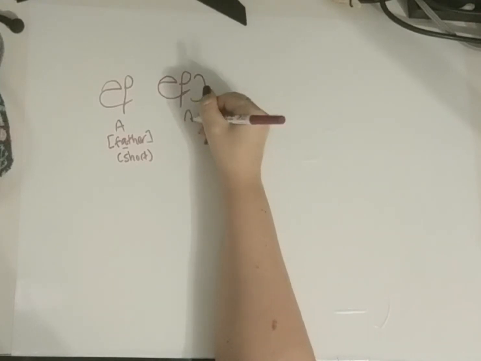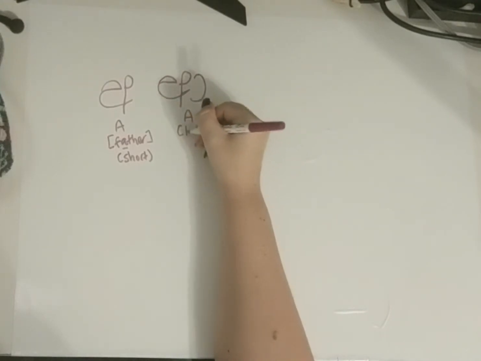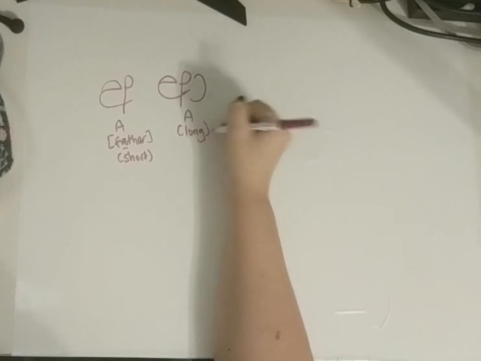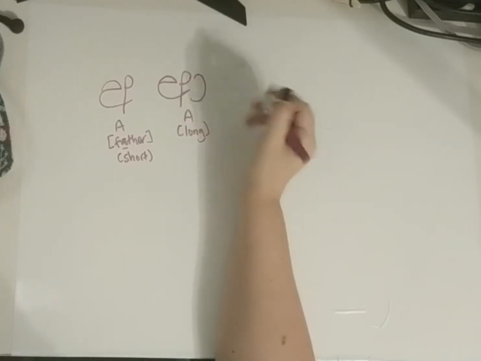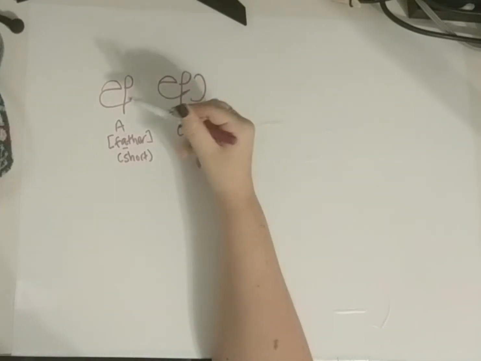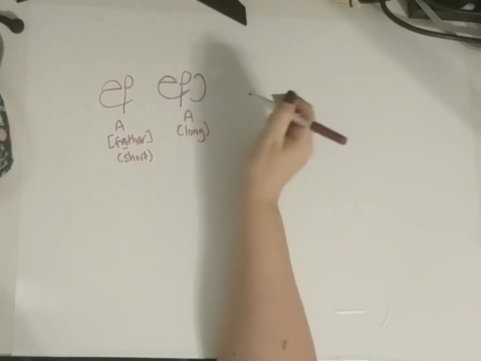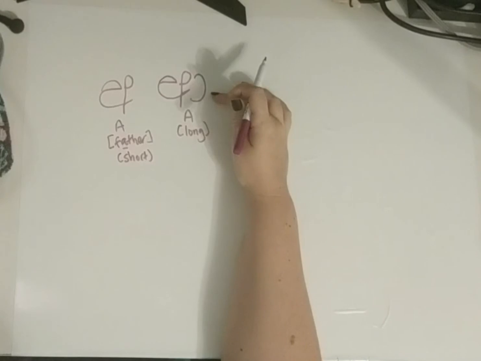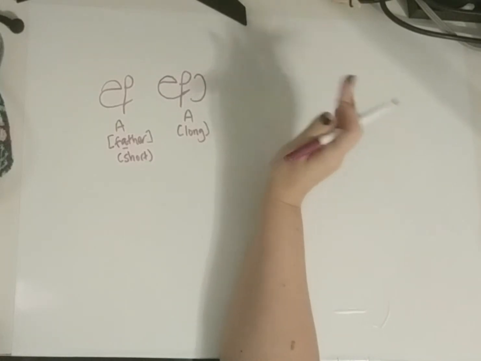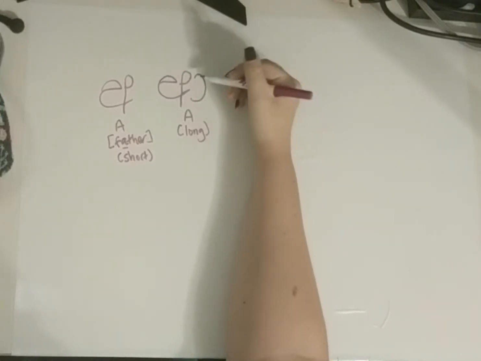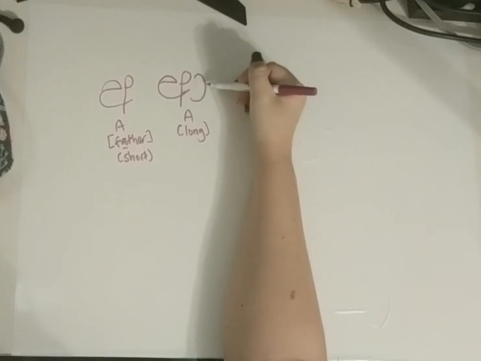So this is also ah, but it is the long version. So it sounds like ah, ah. So this is short, this is long. Now let me show you the reason why we're not going to get into phrases and all of that. This part right here is called a pilla.